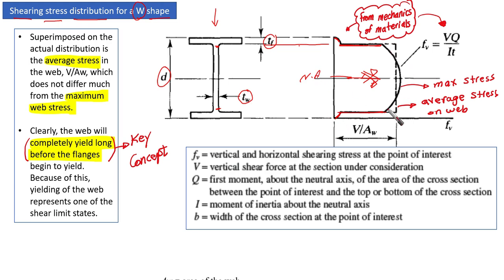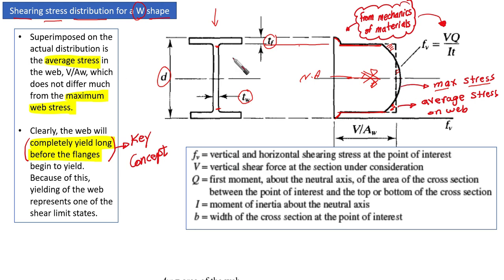The solid line is the maximum stress that is going to be experienced by the section itself. And the dotted line is the average stress on the web. As you can see here, the area under this dashed line is almost equal to the area under the solid line. This is curvy and this is an average, so we are going to have almost the same.